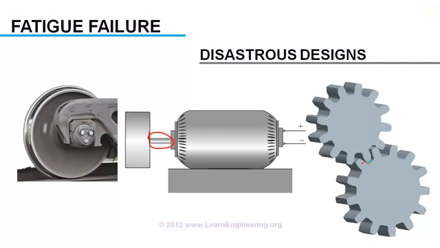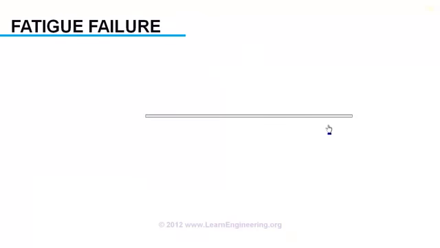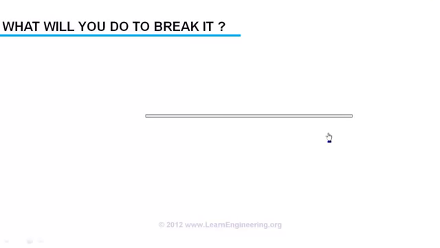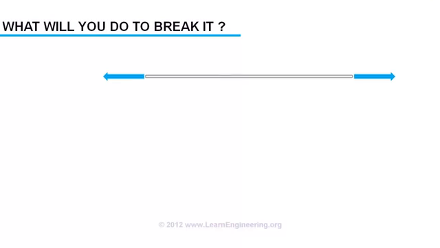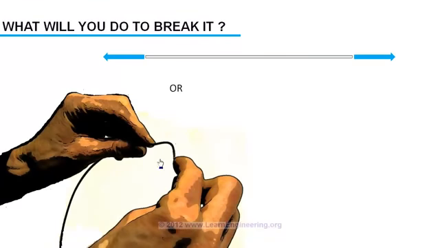To understand what fatigue is, let's consider this metal wire. You have to break it. So how will you break it? Will you pull it from both ends, or will you do this, where you bend the wire upward and downward repetitively? Your answer is obviously the second option, because this method requires less effort compared to the first case. This is a well-known example of fatigue failure.